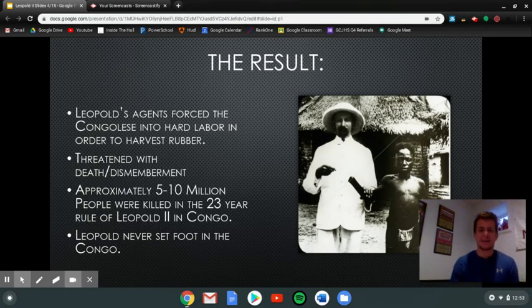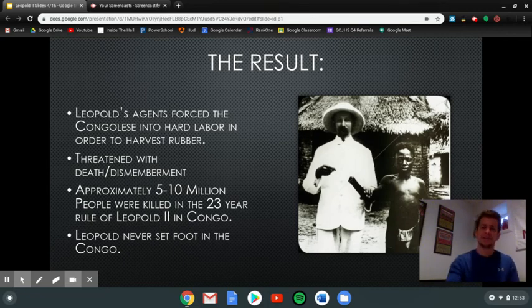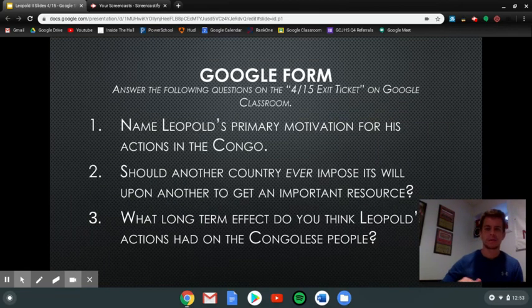Approximately an astounding 5 to 10 million people were killed in the 23-year rule of Leopold II in the Congo, which is absolutely horrifying and hard to believe. And I think the most unbelievable part of this whole deal is that Leopold II never once set foot in the Congo. So where he was forcing these people to do all this hard work to obtain this important natural resource for him that he was making a ton of money off of, he never once set foot in the Congo, never once even talked to any of these people that were doing the work for him.